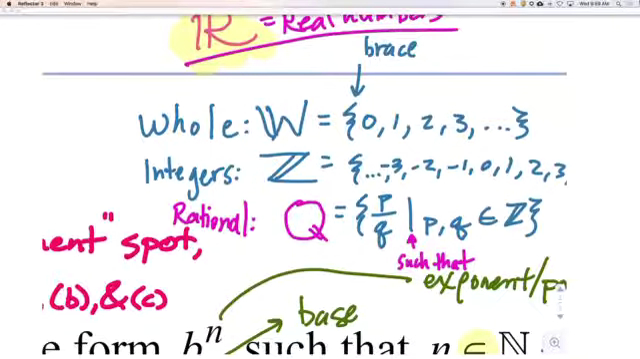Did y'all ever have that as an approximation of pi? In one of your classes, they said, whenever pi comes up, just use 3.14 or 22 over 7. Yeah, 22 over 7 was courtesy of Archimedes. Pretty dang close, okay? So pi is a famous one.